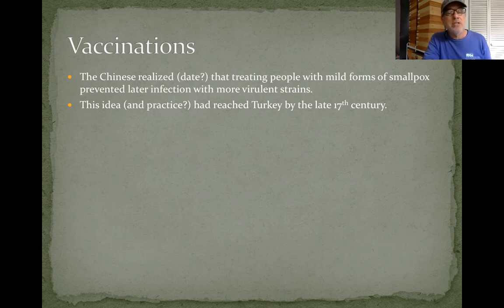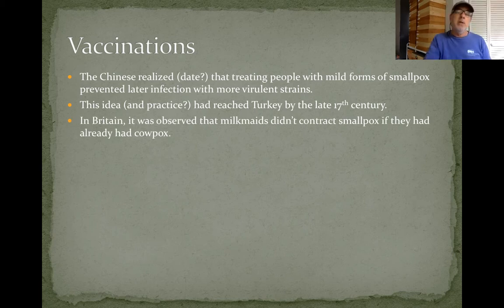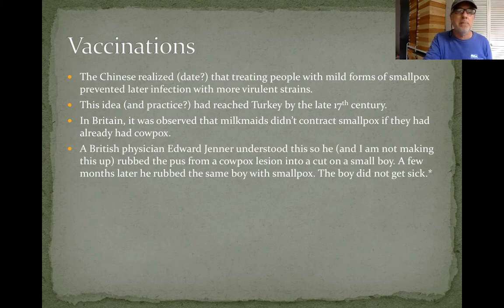However, in the West, the idea that you could gain immunity from a non-virulent strain of a virus didn't get understood until it was observed that milkmaids, women who milked the cows, didn't contract smallpox if they had already had cowpox. In other words, cowpox gave them immunity. And a British physician named Edward Jenner knew about this, and so he, and I'm not making this up, rubbed the pus from a cowpox lesion into the cut of a small boy.